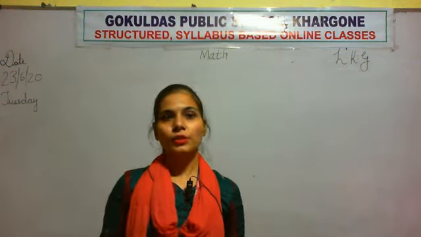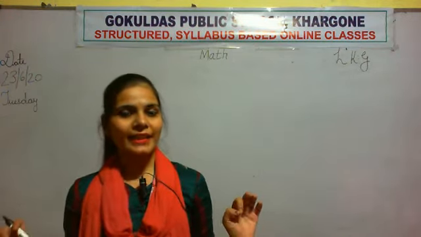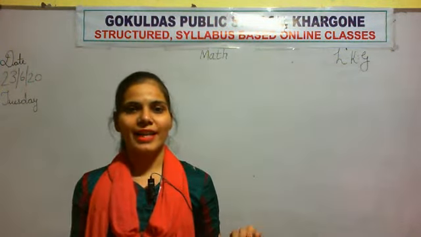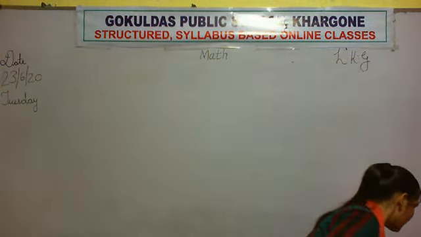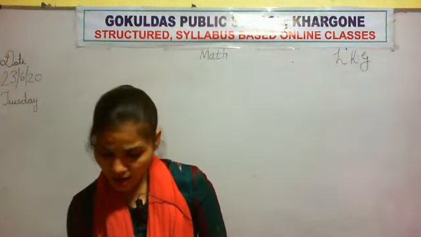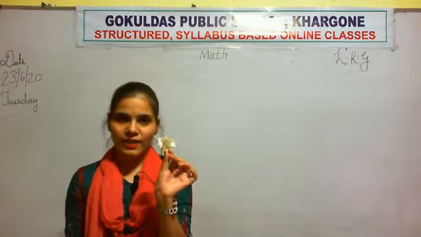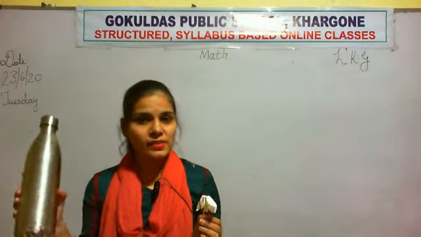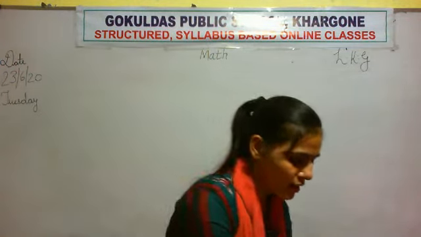Okay, we know about which thing is heavy and which thing is light in weight. So I give you an example, this bottle and this flower. This bottle is a steel bottle, so it is heavy, but the flower is light in weight. So this one is heavy and this one is light in weight.